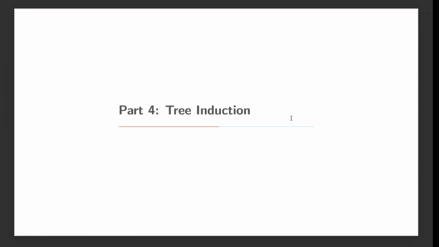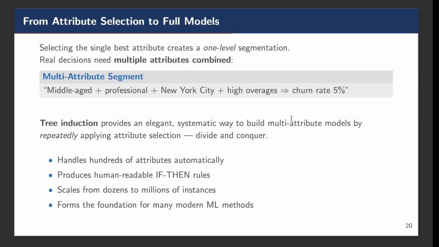Now we move from a single attribute to using a full model through tree induction. A real decision requires multiple attributes, not just one attribute. For example, if you want to predict someone's income, you cannot base it on education alone. Tree induction is an elegant divide and conquer approach. We also call this a greedy approach that builds multi-attribute models. It can handle hundreds of attributes, and it also produces human-readable if-then rules.